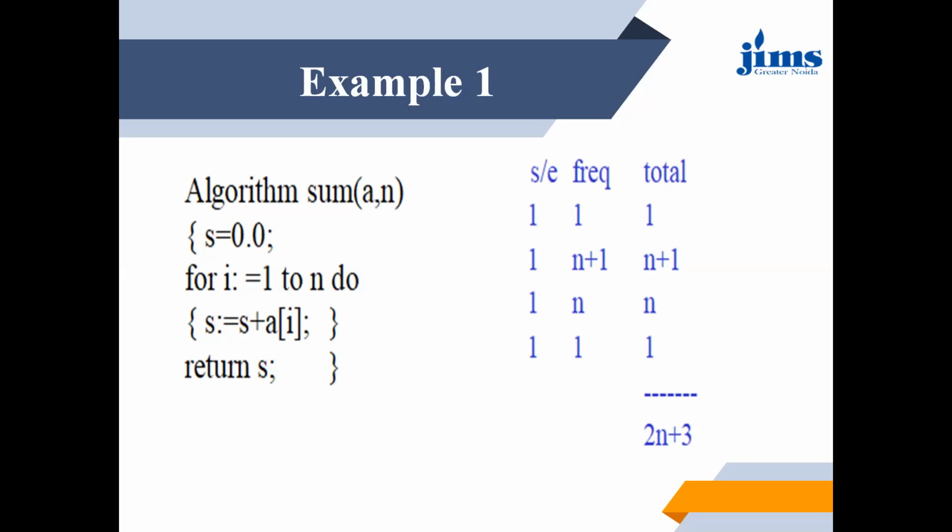That's why n plus 1 minus 1, that means n times. And then the loop closes, so return s will be executed 1 time. So in total we have 1, n plus 1, n, and 1, and the total time taken for this algorithm to execute will be 2n plus 3. If we add these totals, 1 plus n plus 1 plus n plus 1, it becomes 2n plus 3.